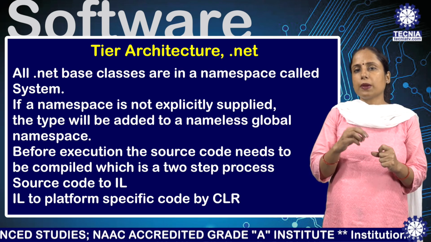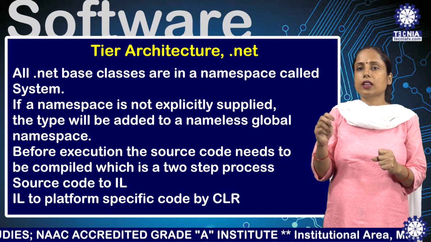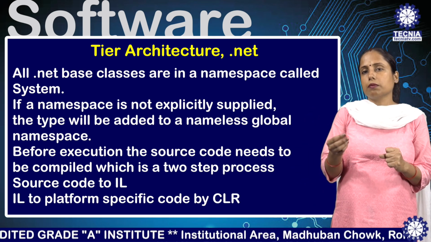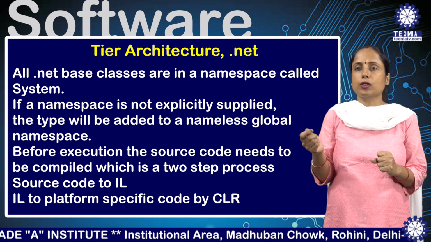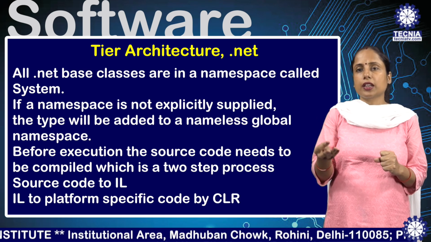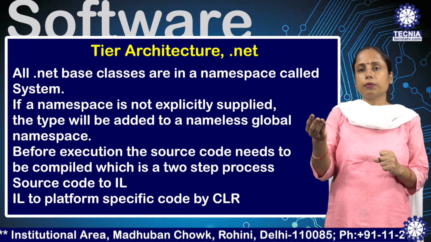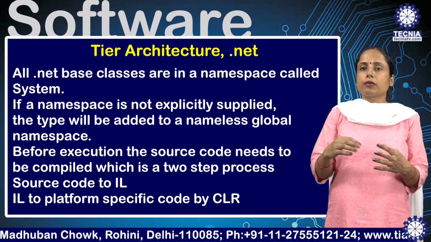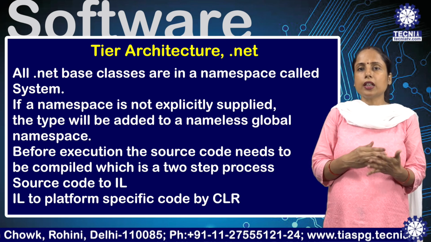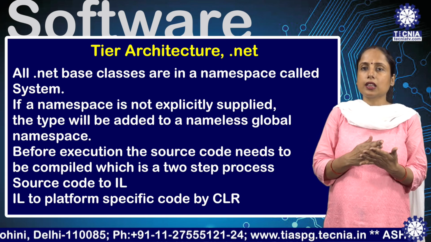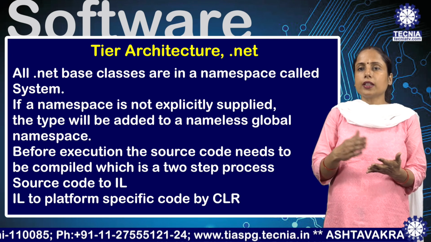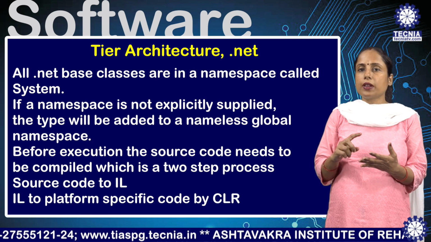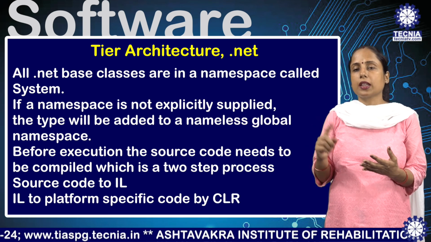All .NET based classes are in a namespace called System. You can easily check that a namespace is similar to the directories that we create on our basic systems to segregate our files. In a similar manner, in .NET, namespaces are created to segregate different base classes into different categories. If a namespace is not explicitly supplied, the type will be added to a nameless global namespace.